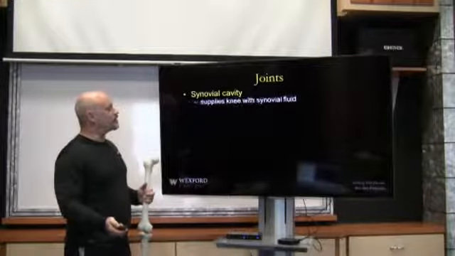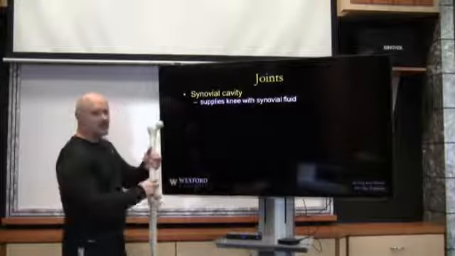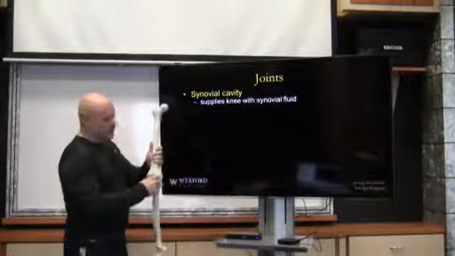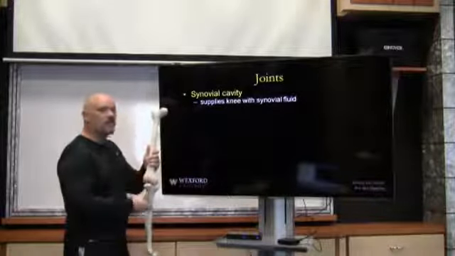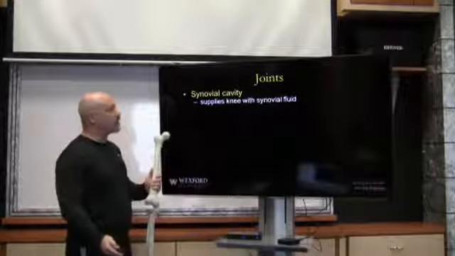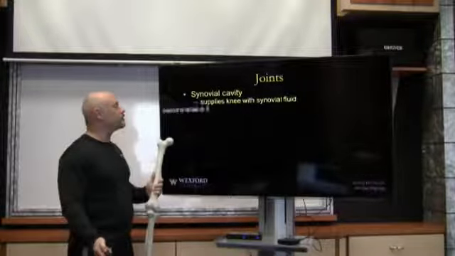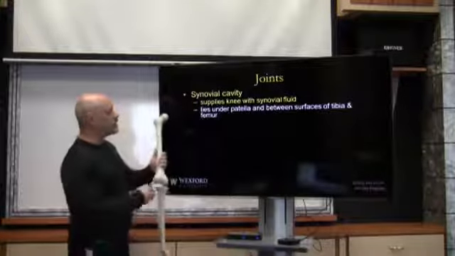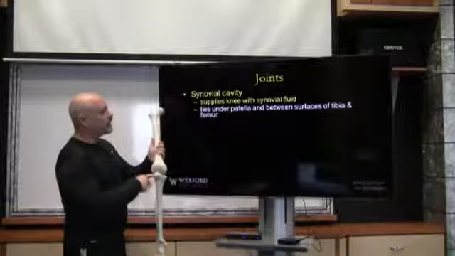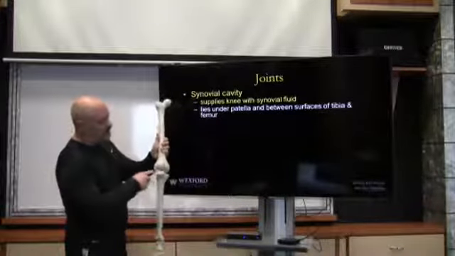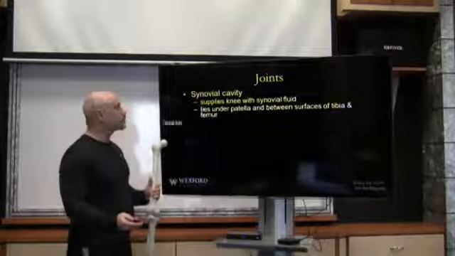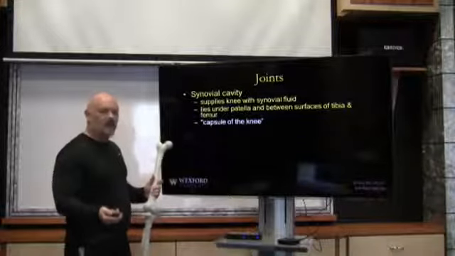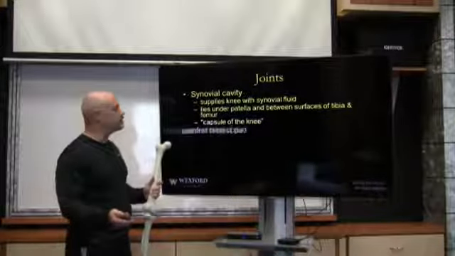Now, we also have a synovial cavity. It's a big old capsule that surrounds that in there, and it has a lot of fluid in there, so it helps the knee move more efficiently. Supplies the knee with synovial fluid. It lies underneath the patella, in between the surfaces of the tibia and femur. What we call the capsule of the knee.